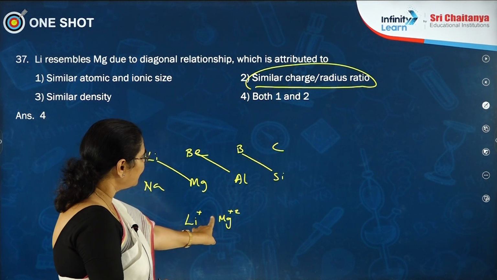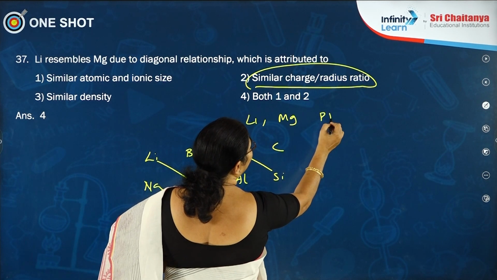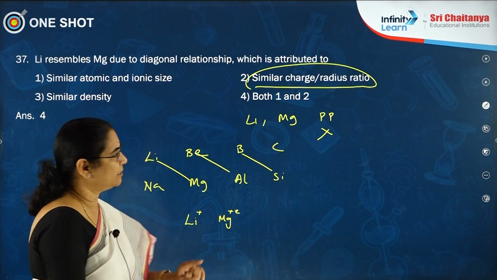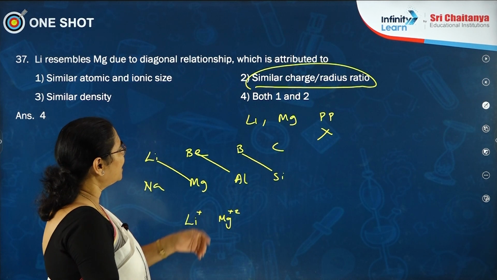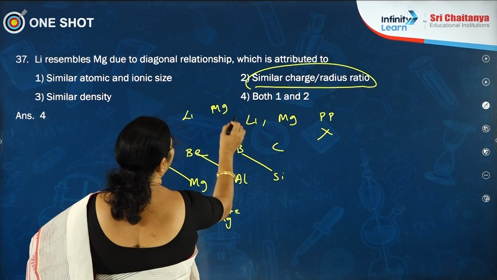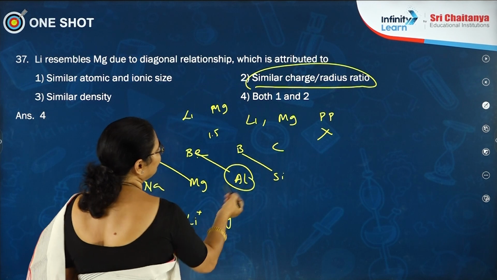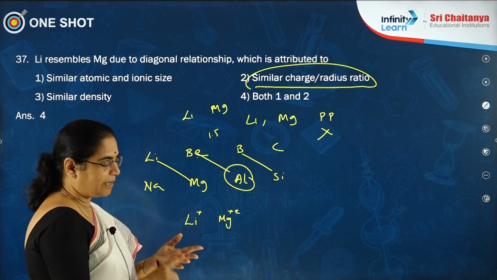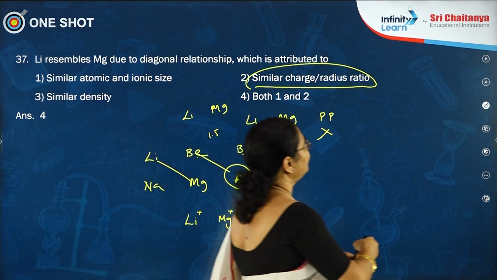Polarization power, only ions are to be taken. If they say lithium and magnesium have the same polarization power, that is wrong. Polarization power is considered only for ions. So Li plus and Mg2 plus have the same polarization power. Of course, lithium and magnesium elements have the same electronegativity. Electronegativity of beryllium is 1.5; which other element has the same? Aluminum has the same. So, diagonal relationship means same size, same electronegativity, similar polarization power, that is nothing but the charge to radius ratio.